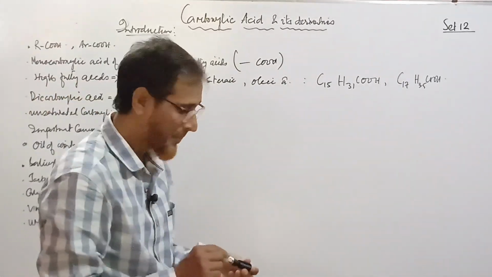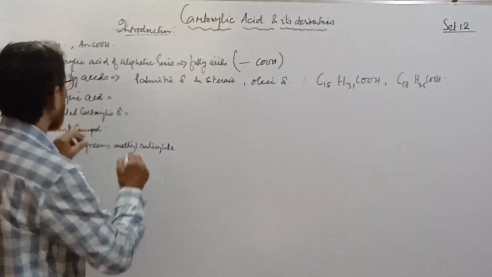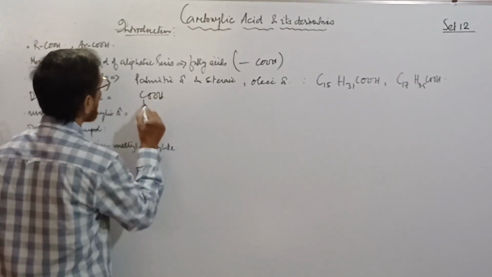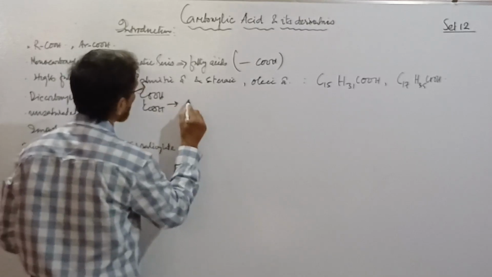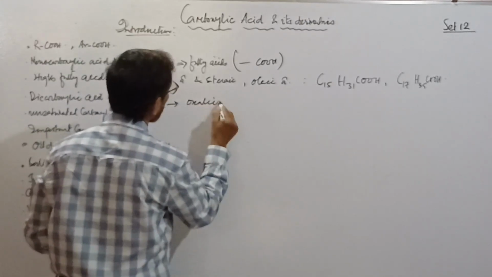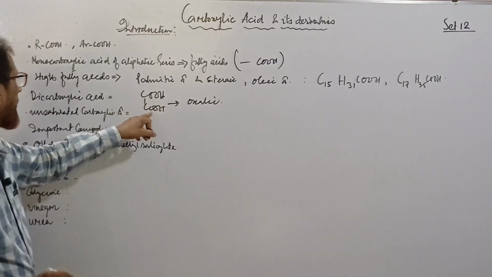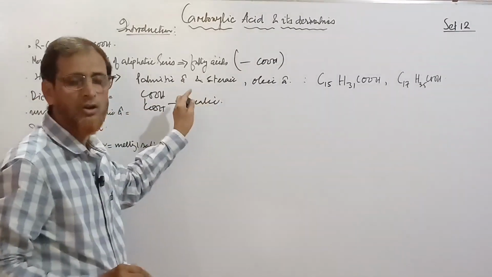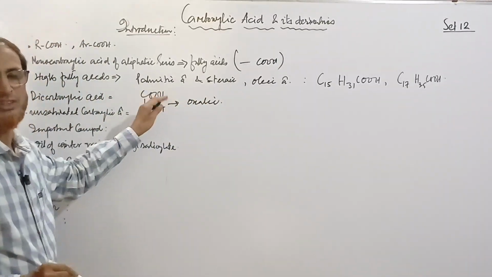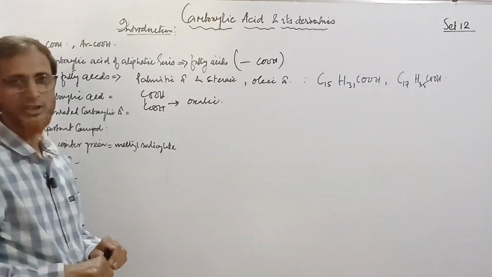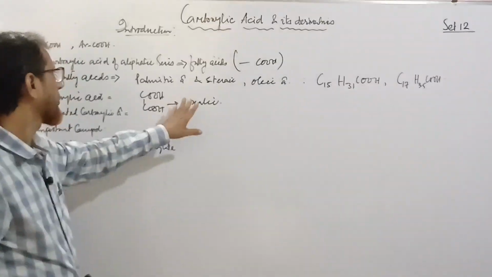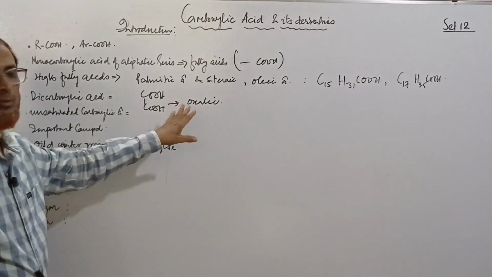Next is dicarboxylic acid. Very common, as you know from the practical exam, is oxalic acid, but in oxalic acid some water of crystallization is there. It is COOH COOH, and lots of dicarboxylic acids exist. These things are not important from the entrance or class point of view, so I am not wasting time on this one.